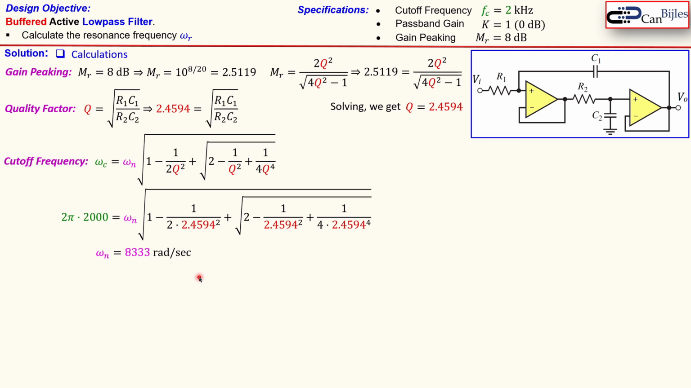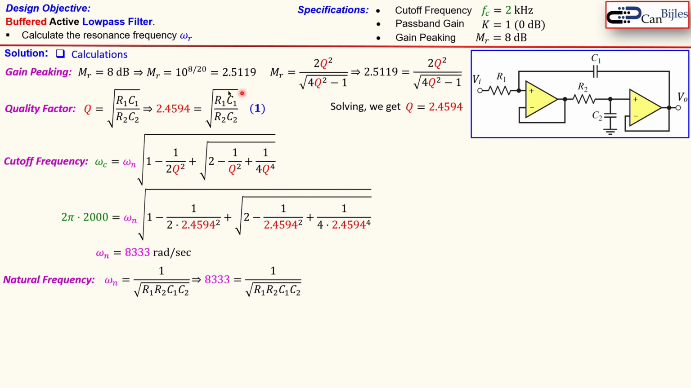Now we go to the formula for the natural frequency, which was also given, which is 1 over the square root of the product of the 4 components here. And now we can write it like so. We say 8333 is equal to 1 over the square root of the products. And that is again 4 unknowns. So how can we now continue?